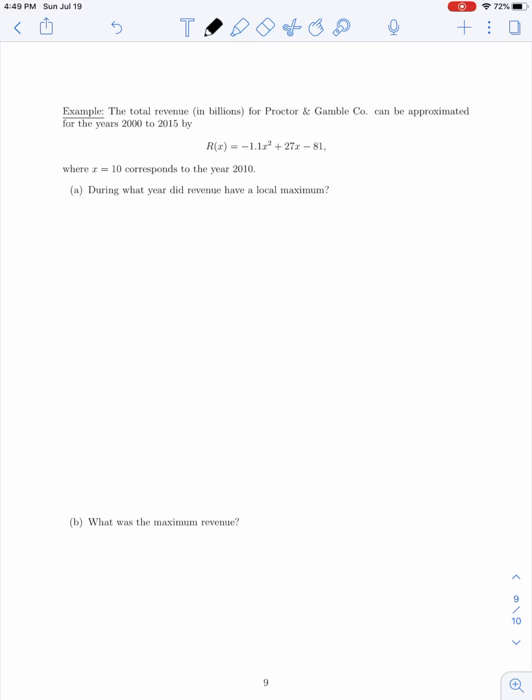So there's a couple of ways we could look at this problem. When we see that question about a local maximum, we might try to determine where our function is increasing or decreasing, and make use of the first derivative test. So we start by looking at the derivative of our revenue function, that is marginal revenue, which would be negative 2.2x plus 27. And we ask first, is there anywhere that this function is undefined? In this case, no, since it's a polynomial. So the only critical values we could have are if we set this derivative equal to 0.